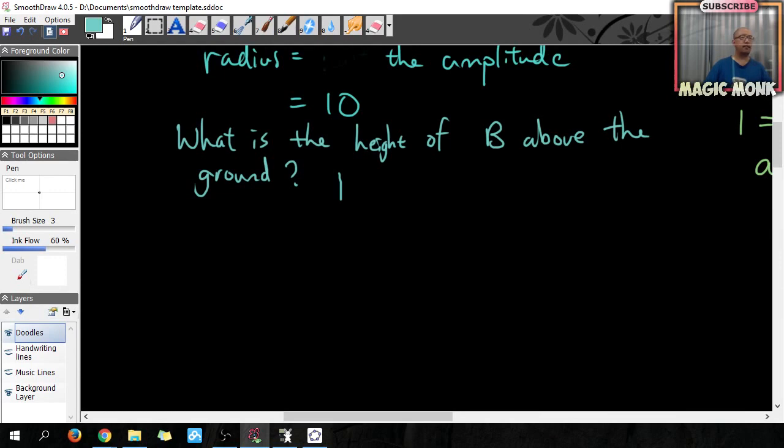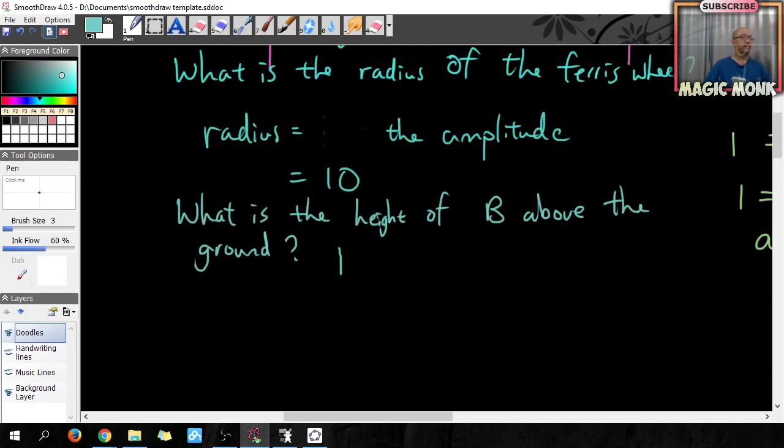The reason why I want to keep going is because I'm actually interested in this now. So let's check that. Exercise 4.2, question 12b. Yes, I'm right again. Height of B is 1.